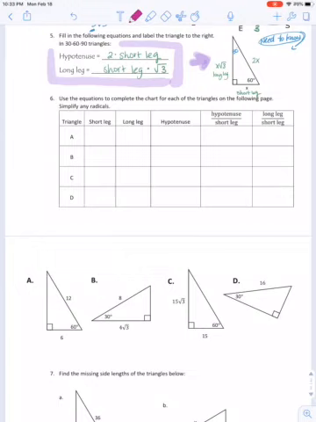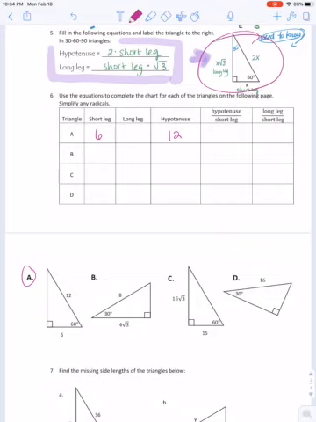Cool? Okay. All right. So in this chart here for A, we label the short leg. Okay, that's 6. That's given to me. The long leg is, well, what is the long leg? I don't know yet. Let's fill in what we do know. The hypotenuse is 12. Okay, but based on this triangle here, if this is my x, then the long leg is x square root of 3, right? And you can clearly see the hypotenuse is 2x. 12 is 2 times 6. So what would the long leg have to be? 6 square root of 3.